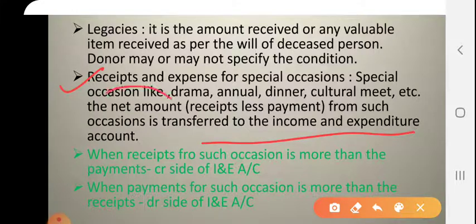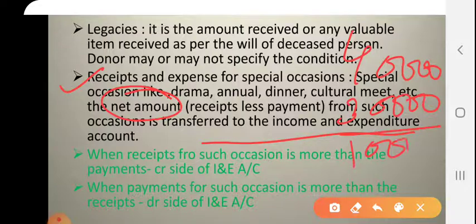Net amount means what? Suppose the receipt for any special occasion, the receipt for annual dinner, is 40,000 rupees and expense is 30,000 rupees. So the net amount, 10,000, you will show in our income and expenditure account.